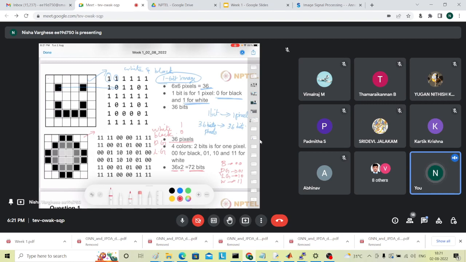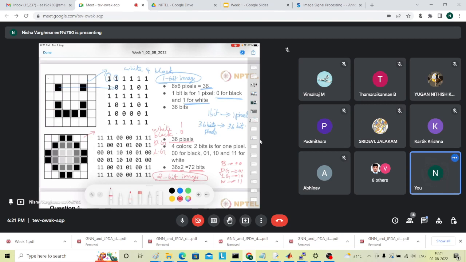Okay, so in the previous case, the same number of pixels are there, but the number of colors, number of gray levels inside that image was only 2. But here it is 4. So the number of bits to store the image is increased here. Okay. So this image, the first image is known as 1 bit image. This image is known as what? It is a 2 bit image. Okay. Because 1 pixel is represented using 2 bits. Because it has 4 colors inside that.